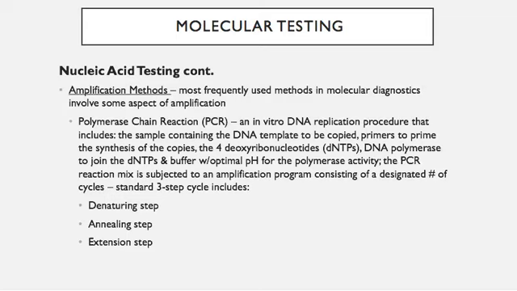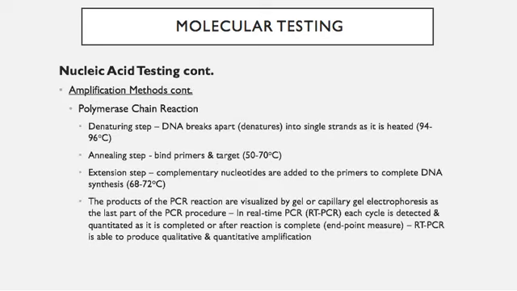There's an extension step where the complementary nucleotides are added to the primers to complete DNA synthesis. This happens at between 68 and 72 degrees Celsius. And the products of the PCR reaction are visualized by gel or capillary gel electrophoresis as the last part of that PCR procedure. In real-time PCR, each cycle is detected and quantitated as it is completed.